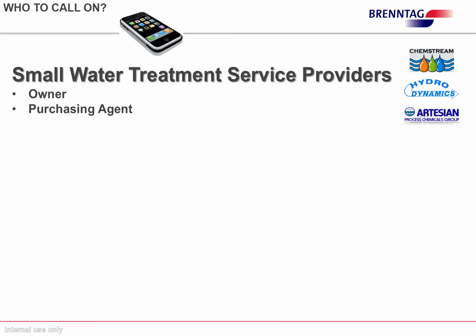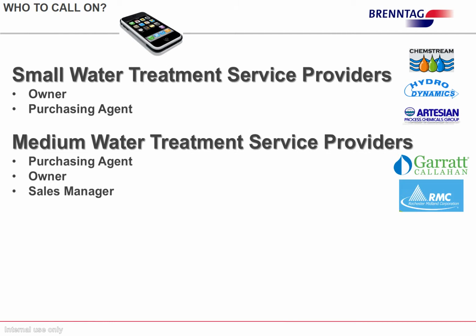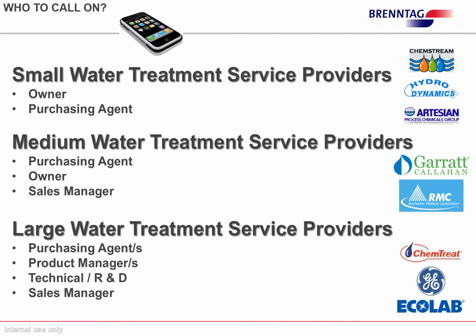Well, you ask, who should we call on? Well, in small water treatment companies, we like to call on the owner and potentially a purchasing agent. In the medium water treatment companies, we'll have the same purchasing agent, the owner, and potentially a sales manager may get involved with making decisions. In the large water treatment companies, we always see the purchasing agents or purchasing managers. We might see a product manager involved. We may see technical and R&D involved. And again, sales managers may be involved in making the decision on which product to use.